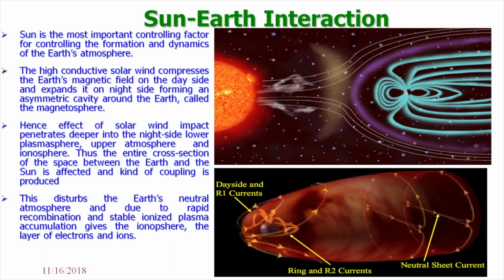So, it forms a cavity which is known as the magnetosphere, and this magnetosphere is the cavity by which we are not affected by the high energy particles coming from the sun. So, it makes a cavity and our life becomes simple.